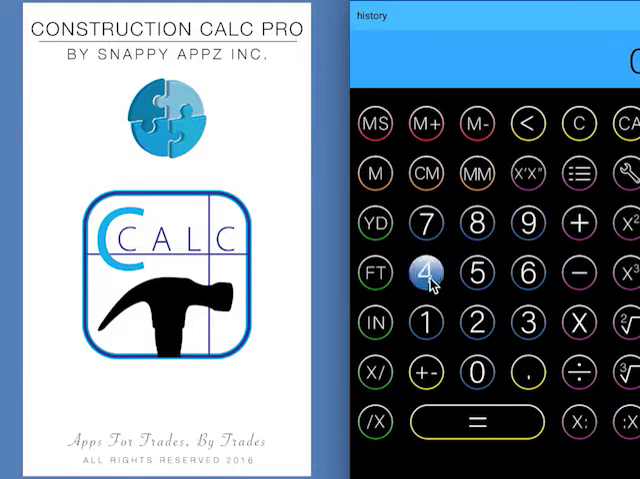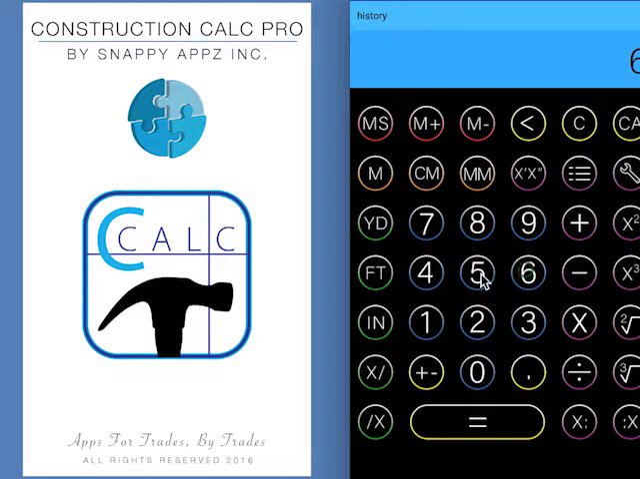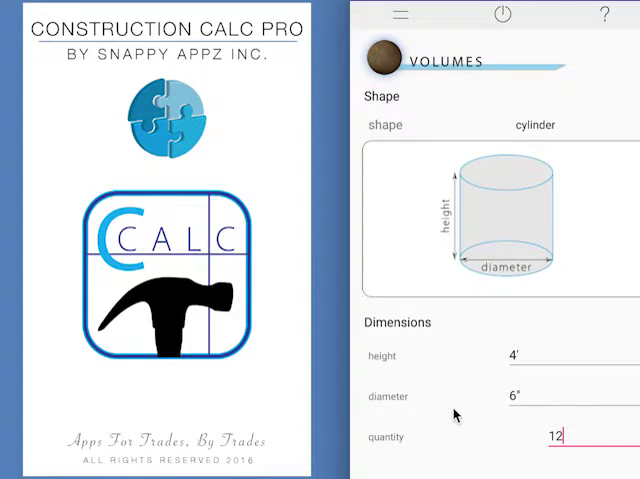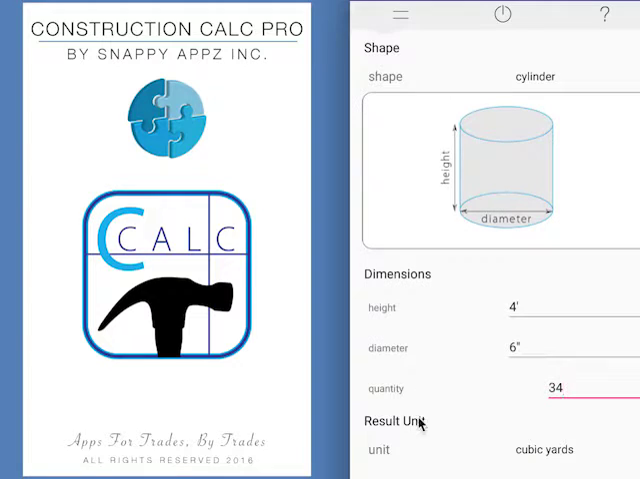So we'll go ahead and enter our 4-foot height. Hit the back button. We get 4 feet in here. And now we'll hit our diameter of 6 inches. This time it'll keep it in inches. And we'll enter a quantity again. This time we'll enter 34. Lots of bullard lights going all around the building. Keep our cubic yards, and we'll hit equals again.